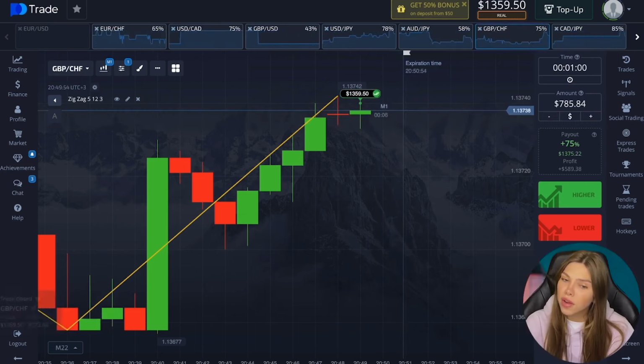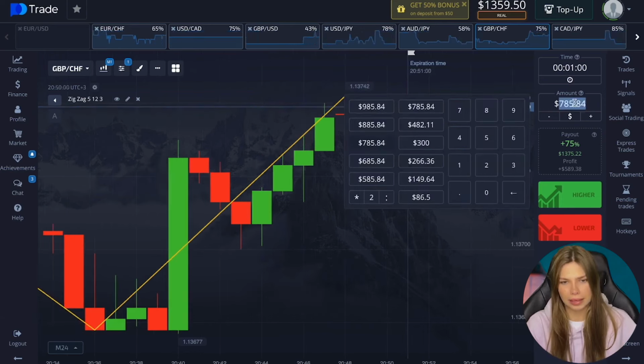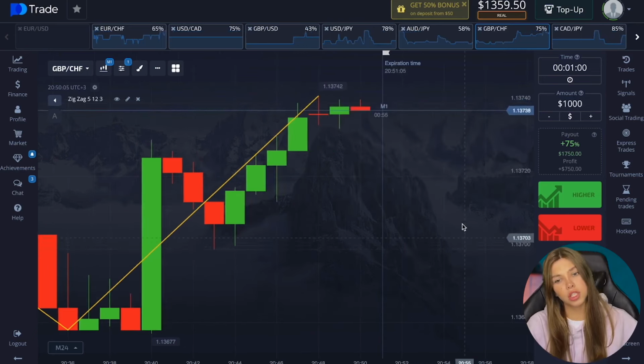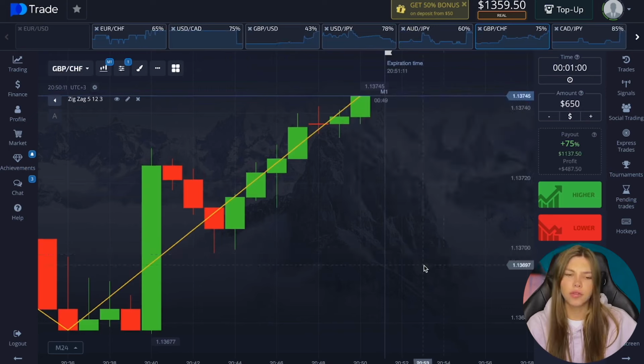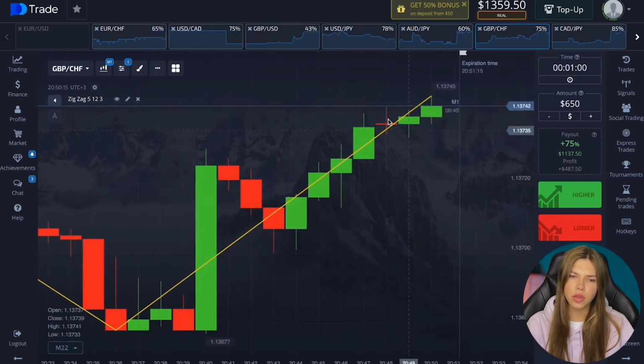Okay, that was very hard trading after all. Today's Friday evening, everything is closing very badly. We already have 1,359 on the balance, so let's bet 650 each and put it further up. I put it right on the pin bar.